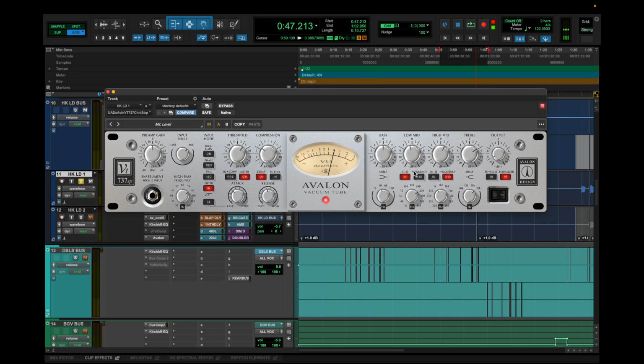Then I cut a little bit of 250 out, just a hair. Honestly, it's pretty much similar to the setting I would use when I was tracking. I would cut out a little bit of 250. 150, I just felt like I didn't need to. But like I said, if I were tracking, I would cut out a little bit of 150.